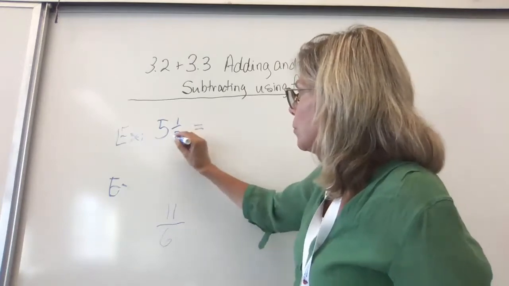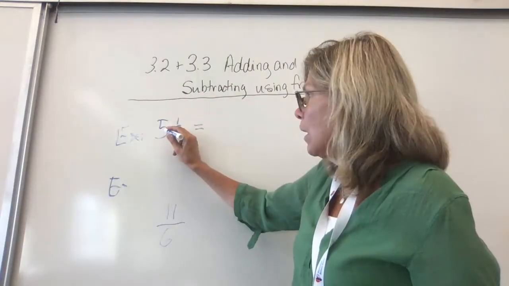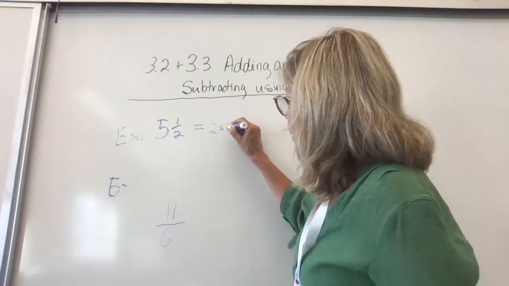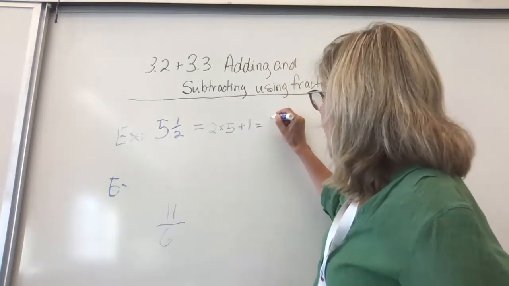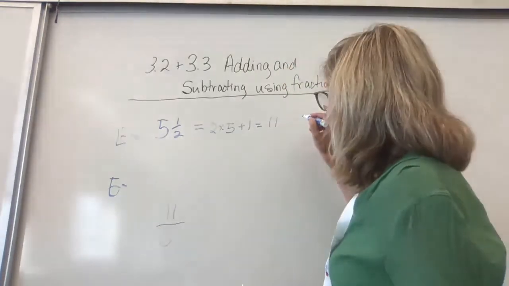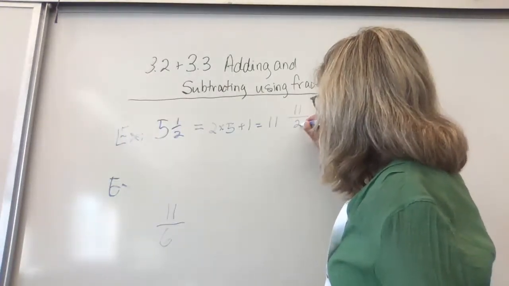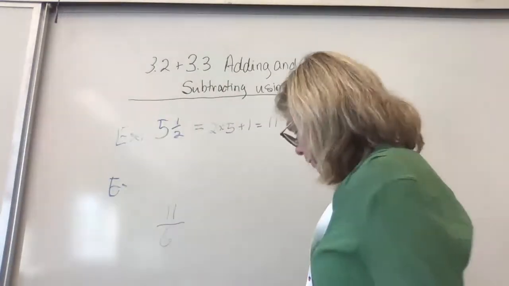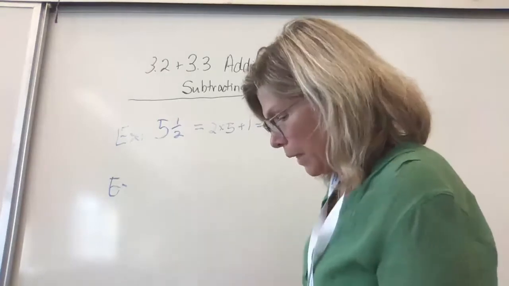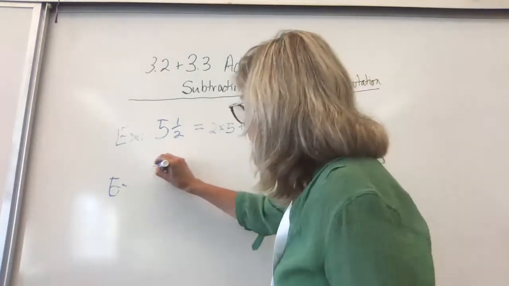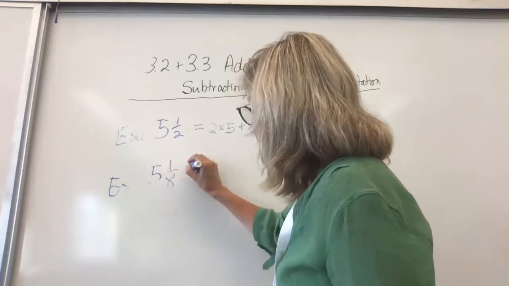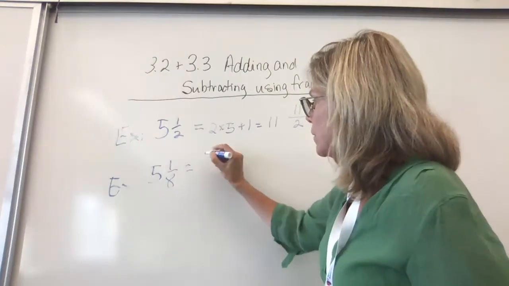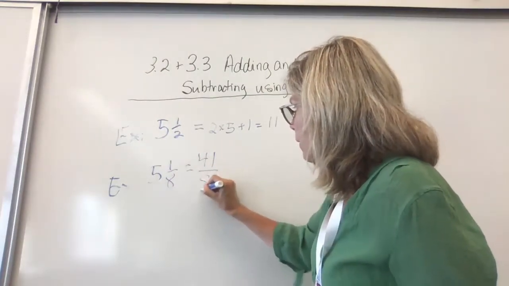You simply multiply 2 times 5, or the denominator times the number out here, and then add the 1. So it would be 2 times 5 plus 1, which equals 11. And so the improper fraction is going to be 11 halves. That's the same as 5 1/2. Another one, suppose we have 5 1/8. What does that equal? Well, 5 times 8 is 40, plus 1 is 41. So that's 41 over 8.